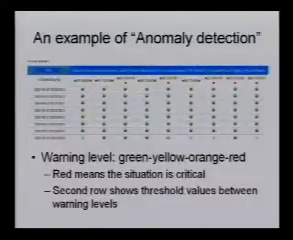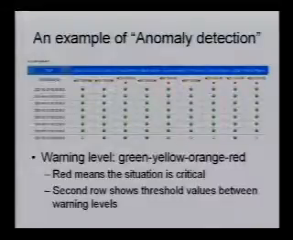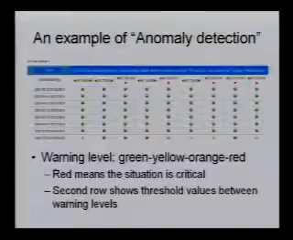This slide shows an example of anomaly detection. This table has 8 time periods and 9 indicators. We use 4 warning levels: green, yellow, orange, and red. The second row shows the threshold value for each warning level. Red means the situation is very critical.